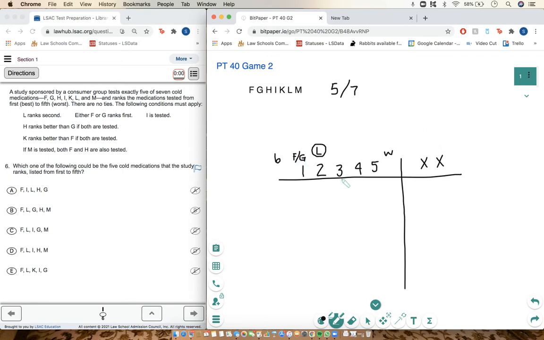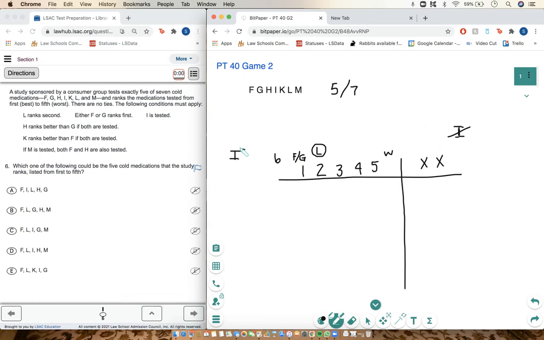And then our next rule is that I is tested. That means that I is going on this side of the diagram. I is never going to show up on this side, right? If I is going to be tested, I can't be out. So that's not happening. I is going to be somewhere on this side.